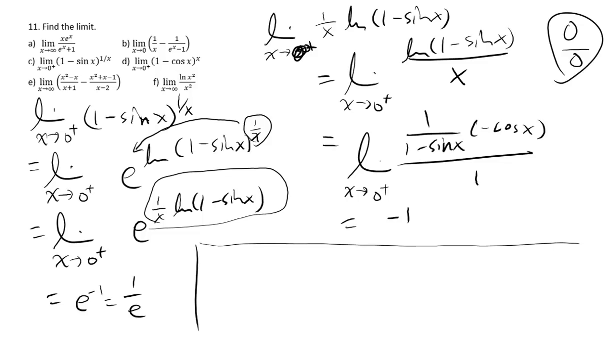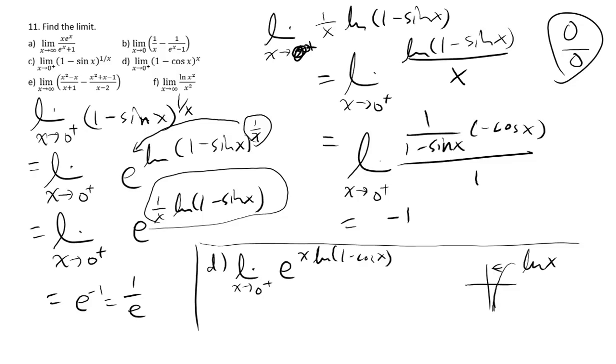Now let's do quickly the D. Limit of x going to 0 plus. This time I put e to the x times ln of 1 minus cosine of x. And this time, when you plug in 0, this is ln of 0, which goes to negative infinity. Ln of 0. If you look at the graph of ln, it's like this. So when you go closer and closer to 0, then you end up with negative infinity. So this goes to negative infinity.